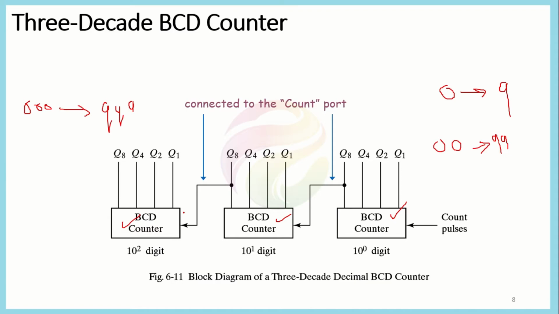So this is the complete diagram of a BCD counter, and you can see that these connections go to the count input or the clock input of the next counter. So it would be representing the 10 raised to power 0 digit, the tens digit, and the hundreds digit.